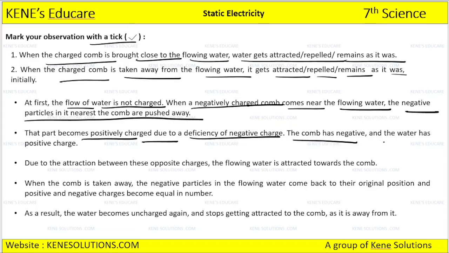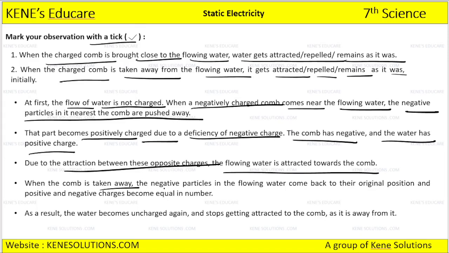The comb has negative and the water has positive charge. तो उस केस में क्या होता है? The water becomes positively charged and the comb becomes negatively charged, and due to the attraction between these opposite charges the flowing water gets attracted to the comb. तो उस केस में क्या होता है, flowing water will start getting attracted towards the comb.